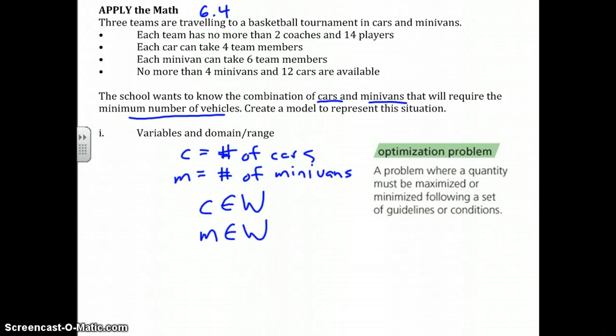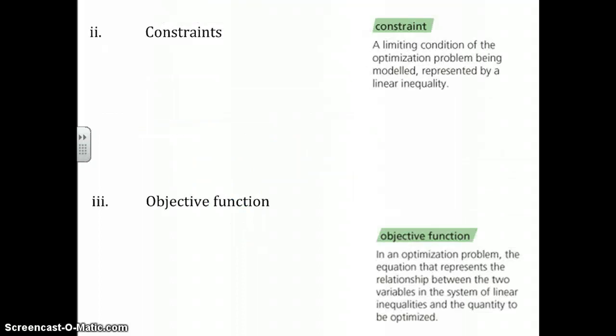Okay, so the next step in the process will be to determine the constraints. A constraint is a limiting condition of the optimization problem being modeled, represented by a linear inequality. So if we look at the information in the problem, what do we know about the number of cars and the number of minivans? How are they limited? No more than 4 minivans are available, so M is less than or equal to 4. It could be 4, 3, 2, 1, or 0. It can't be 5.